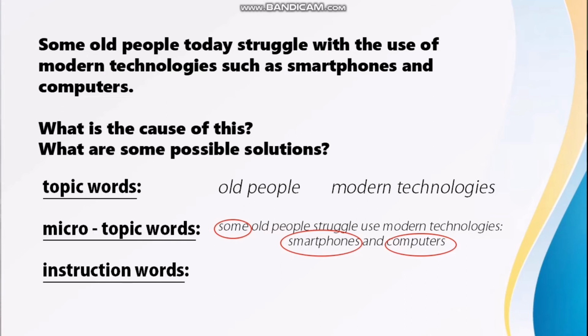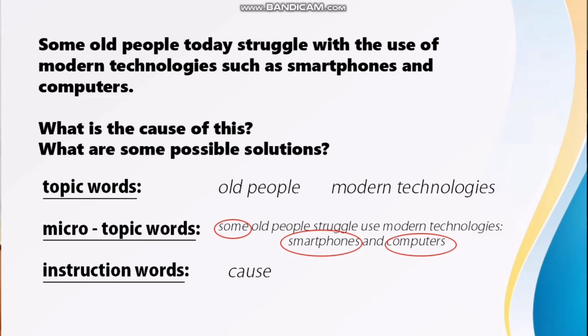And for the last thing, it's the instruction word. As you see, we have there the question, what is the cause? So the question is the cause? So we are only expected to give one major cause.